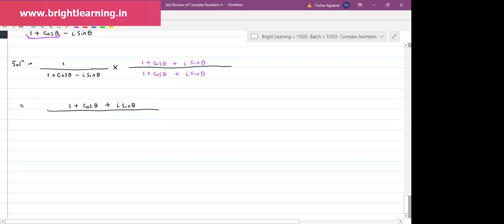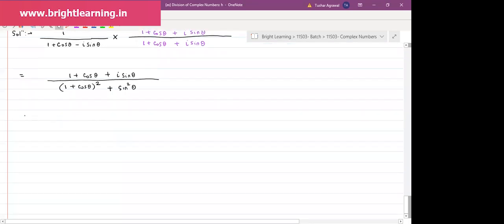upon this is 1 plus cos theta whole square minus sine theta square i square, so it will be plus. Always it is x square plus y square. Clear till this point? So this will be 1 plus cos theta plus i times sine theta divided by, do the expansion.